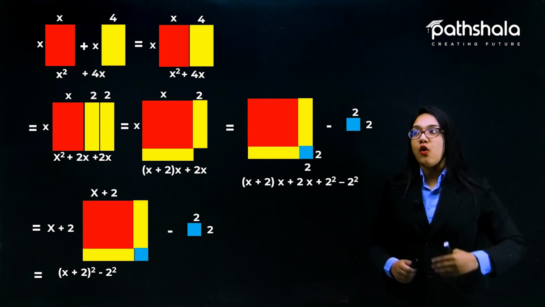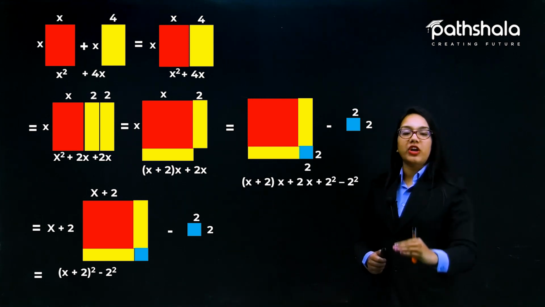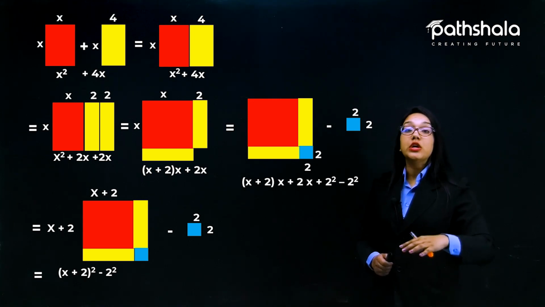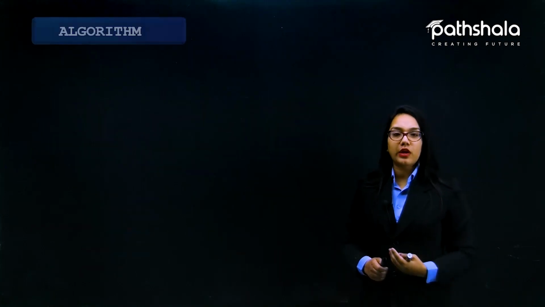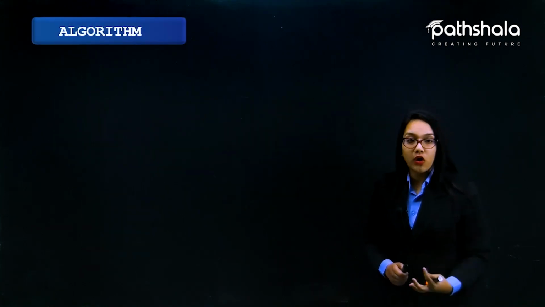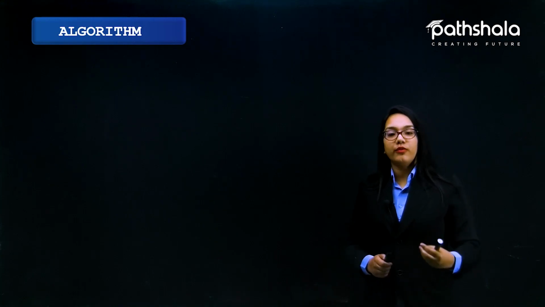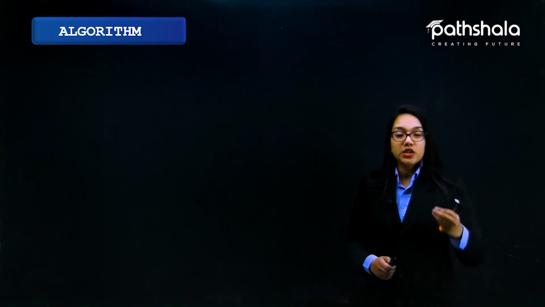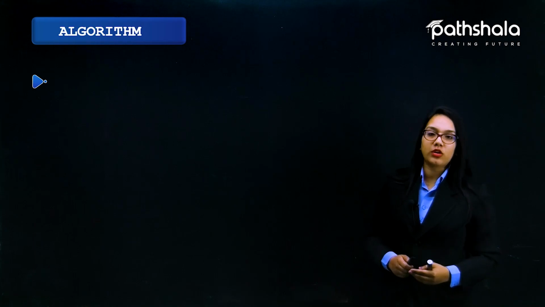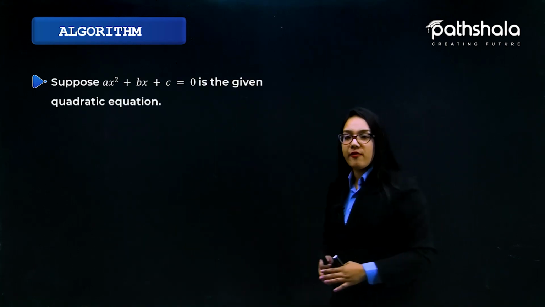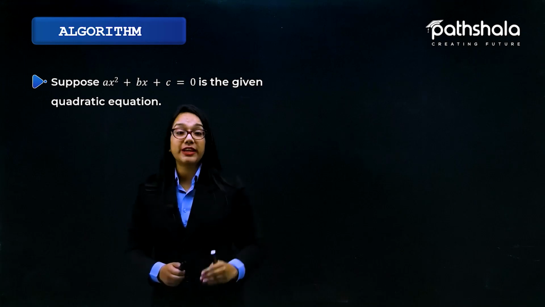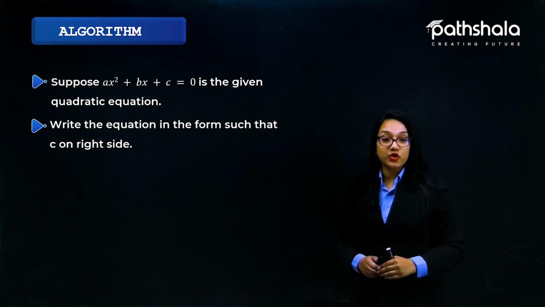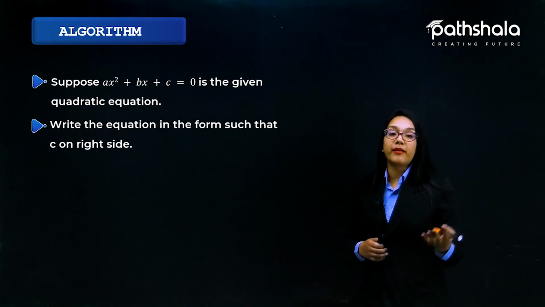Now we will use the same concept whenever we convert any particular formation into completing the square. Let us look at the algorithm involved, that is, how we will convert any particular formation into a square. Let's see what steps are involved. First of all, suppose we have ax square plus bx plus c equal to 0 as the given quadratic equation, and we want to find its factors or its solution by completing the square.